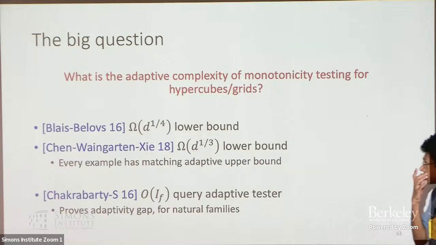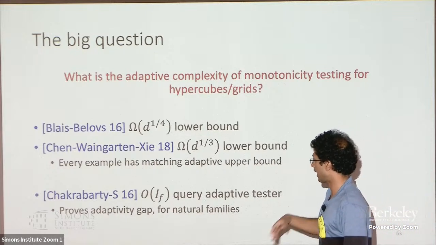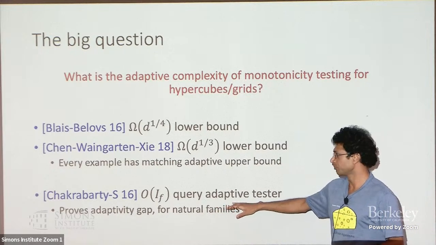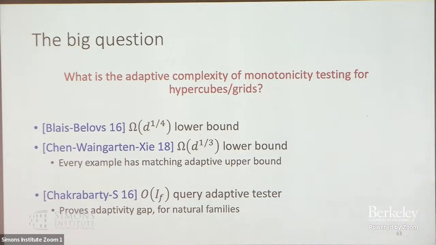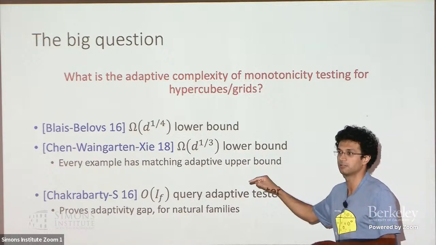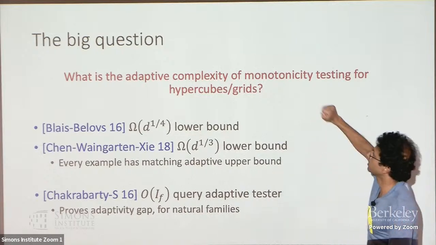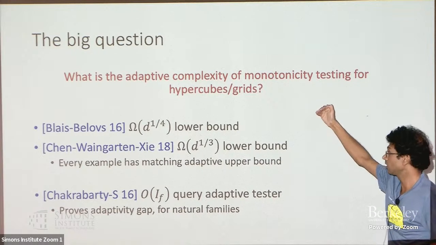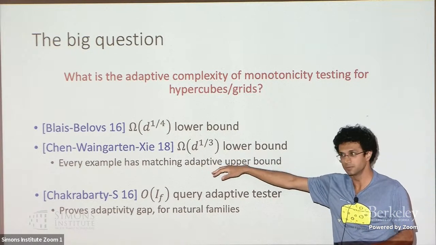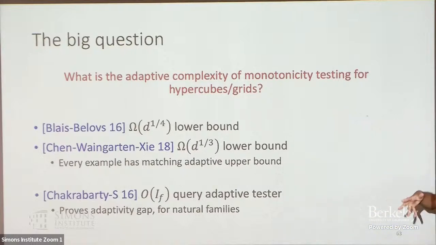What Deeparnab and I showed a while back is that if you use adaptivity, you can get O of the influence of the function. So this proves an adaptivity gap for certain families. It shows that there are certain families of functions for monotonicity testing where adaptivity actually buys you something. And so the big question is, what is the adaptive complexity of monotonicity testing? Is it still just root t, or can you actually go all the way down to here? Depending on the time of day you ask me, I'll give you a different answer.